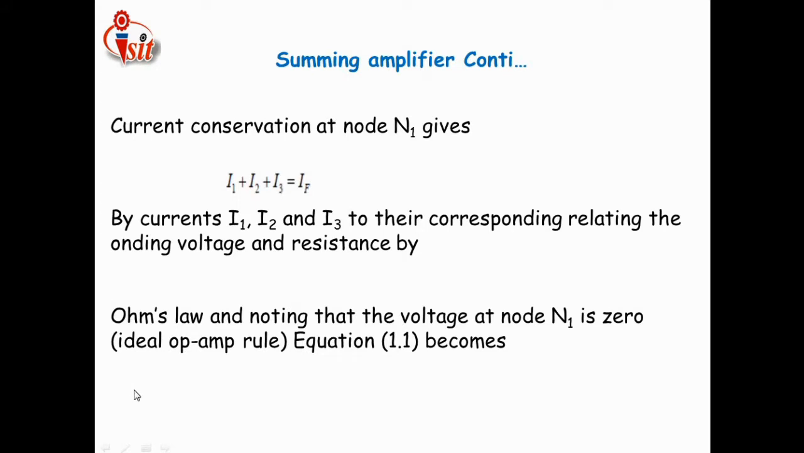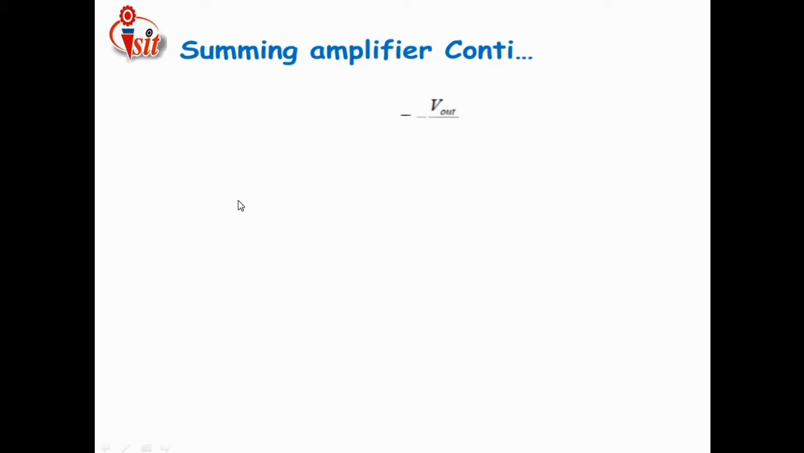equation 1.1 becomes, this equation is considered as equation number 1.1. What that equation says is that I1 is replaced with Vin1 divided by R1, I2 is replaced with Vin2 divided by R2, I3 is replaced by Vin3 divided by R3, and IF is replaced by minus V out divided by RF. Here the minus sign came into the picture because the inputs are given to the inverting terminal of the op amp.